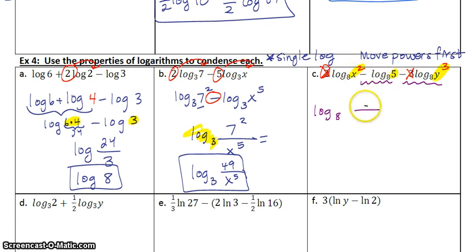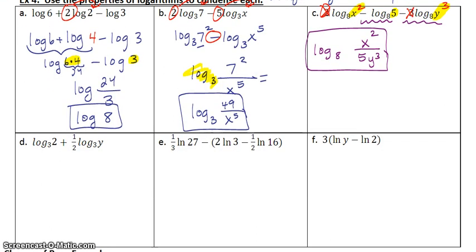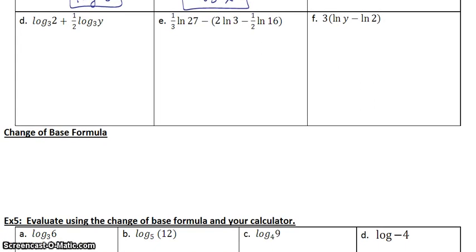Alright, x squared is positive, so that goes on top. And the 5 is with the negative log, and the y cubed is with the negative log. So 5y cubed on bottom. I can definitely go through that again if needed tomorrow in class. Pause it, get it down, move on to part D.